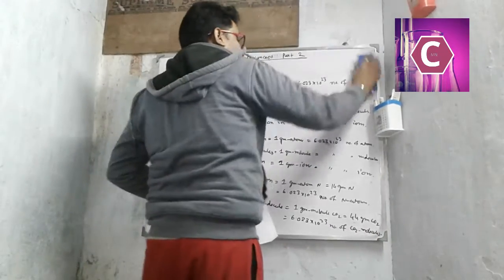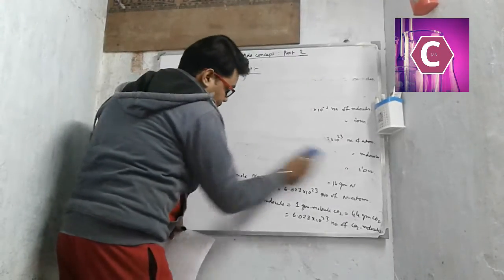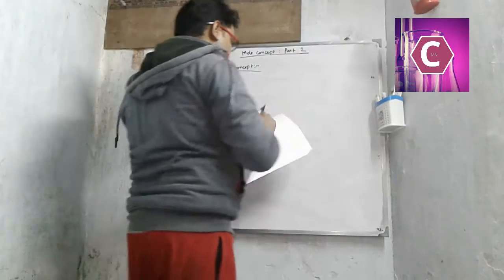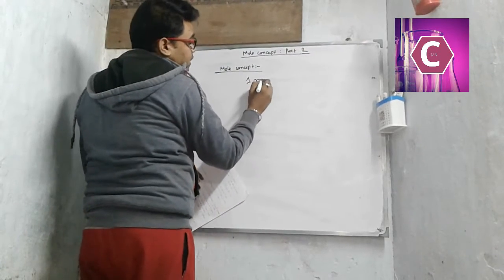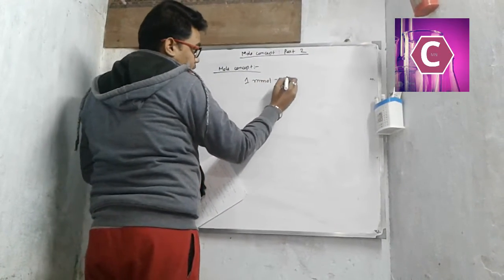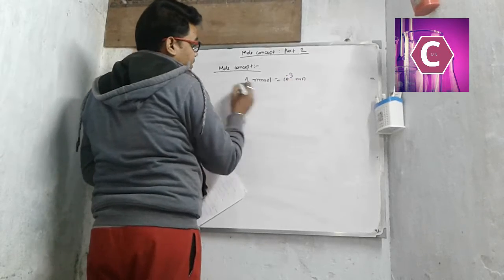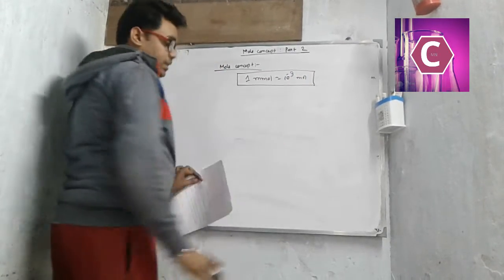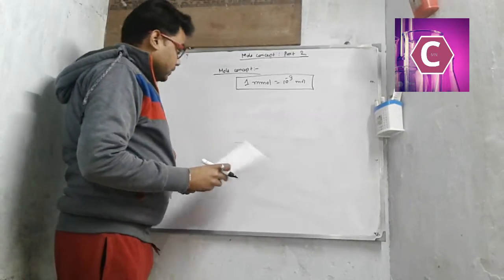Again, here 1 millimole is equal to 10^-3 mole. This relation is used for various mathematical calculations.